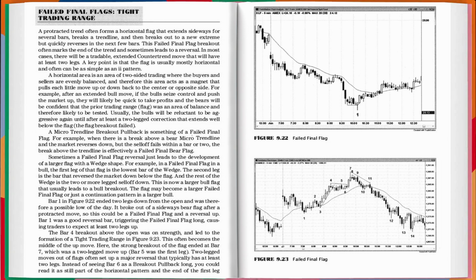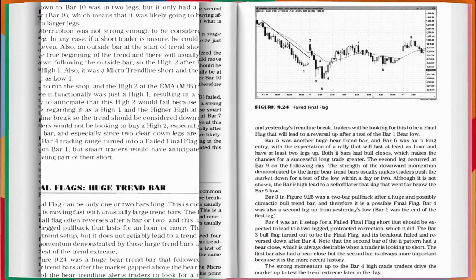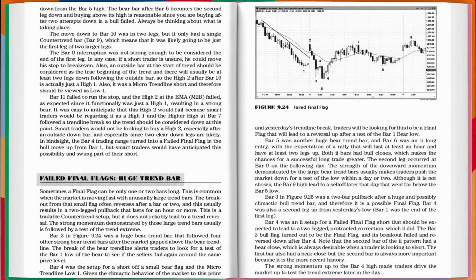Instead of seeing bar 6 as a breakout pullback long, you could read it as still part of the horizontal pattern and the end of the first leg down from the bar 5 high. The bear bar after bar 6 becomes the second leg down, and buying above its high is reasonable since you are buying after 2 attempts down and a bull failed. Always be thinking about what is taking place.